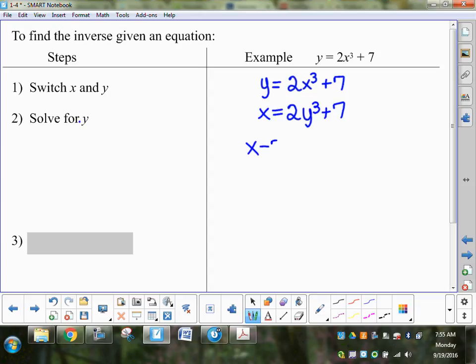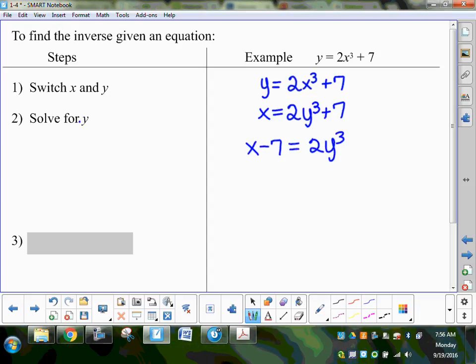So I've got x minus 7 is equal to 2y cubed. What would we do next from here? Jonathan? Divide by 2. Divide both sides by 2. So I've got x minus 7 over 2 is going to be equal to y cubed. What's the next thing that we would go through and do from here?